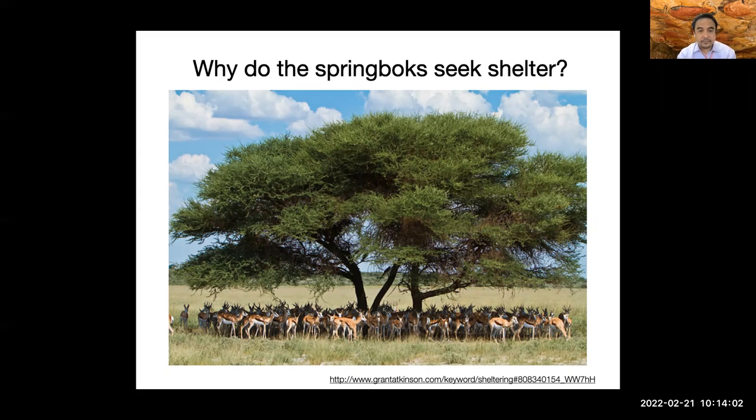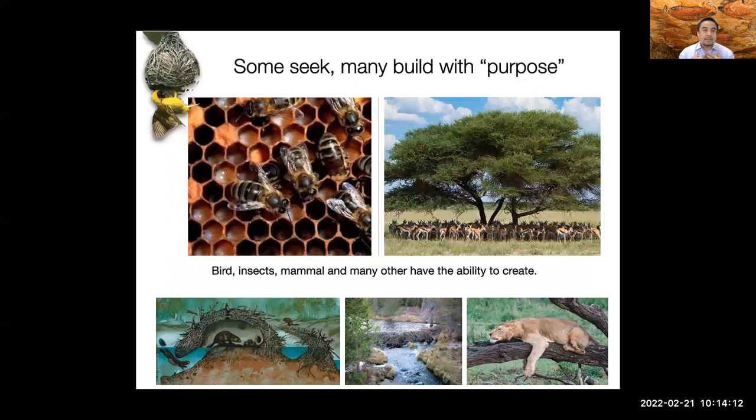Every living being seeks shelter for safety, right? And to live, to rest, right? And many species seek shelter, but there are some species that build the shelter, right? Like, see this bee builds the beehive, right? But the king of the jungle seeks shelter. They do not have the ability to build. Okay.